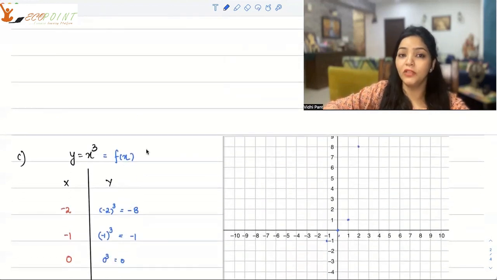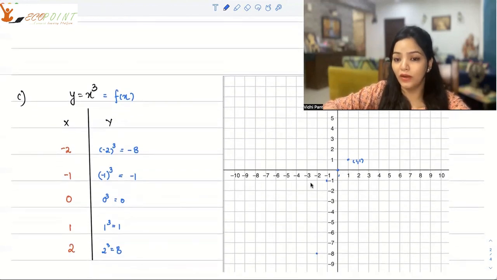Well, if we try to plot this on the graph, what will it look like? Let me start with 0. If x is 0, y is 0, so this is the point, the center, right? If x is 1, y is 1, so this point is (1, 1). If x is 2, we've seen that y turns out to be 8. So (2, 8) is another point on the graph.